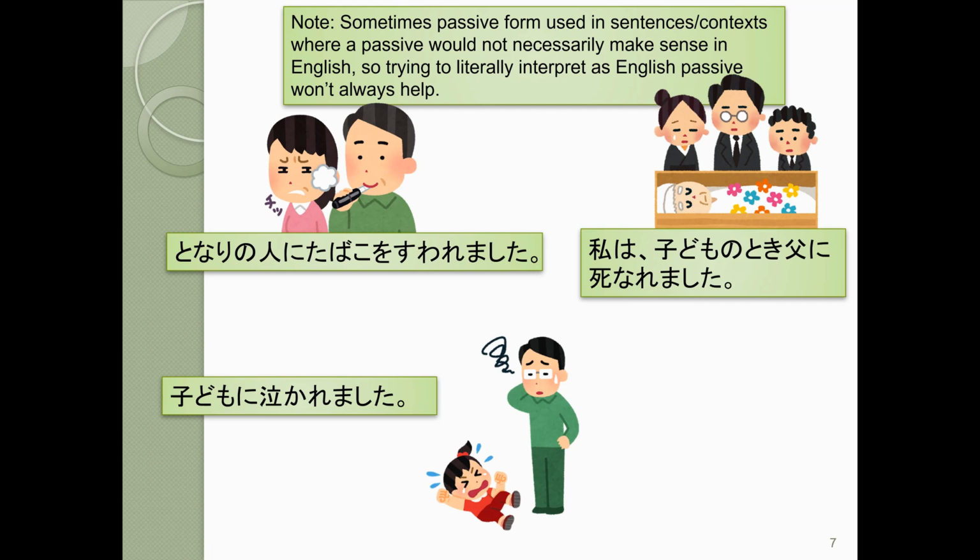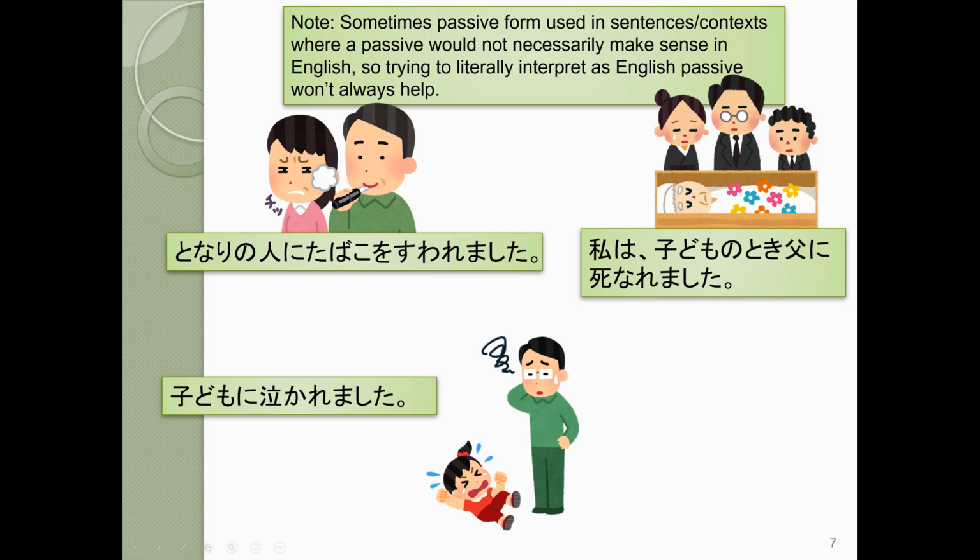So we've been looking at some passive sentences like I was woken up by my cat that work in both English and Japanese. Just so you know, trying to literally interpret it as a passive voice sentence in English won't always help you. Because sometimes we can use this passive form in a sentence or a context where a passive wouldn't necessarily make sense in English.